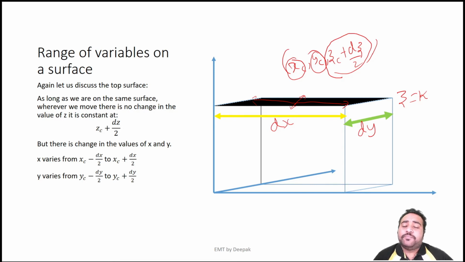Again, if you consider the bottom surface, I have already told you the bottom surface is just parallel to the top surface. So the ranges of variables are the same except the value of z. The value of z is constant, but it is not zc plus dz by 2. Instead, it is zc minus dz by 2. And its normal is, as you know, minus az cap. The top surface's normal is along az cap.